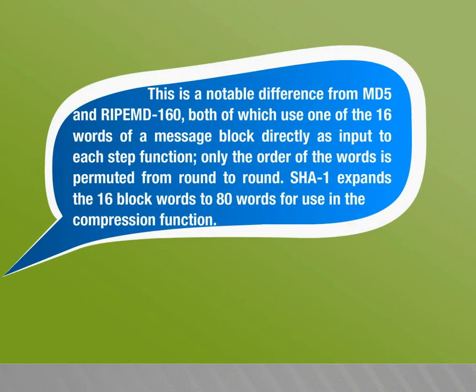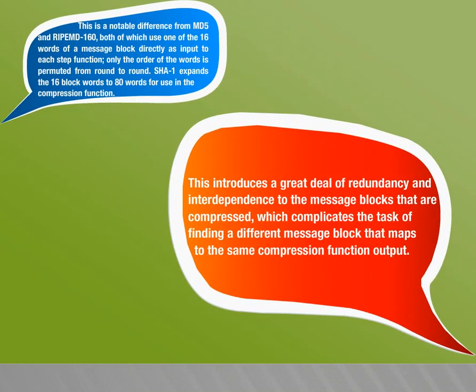This is a notable difference from MD5 and RIPEMD-160, both of which use one of the 16 words of a message block directly as input to each step function. Only the order of the words is permuted from round to round. SHA1 expands the 16 block words to 80 words for use in the compression function. This introduces a great deal of redundancy and interdependence to the message blocks that are compressed, which complicates the task of finding a different message block that maps to the same compression function output.